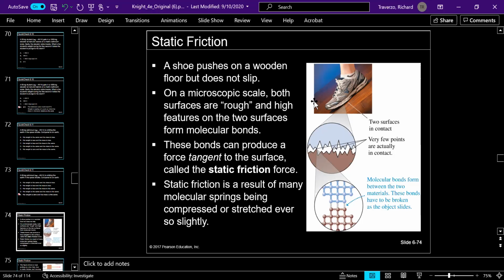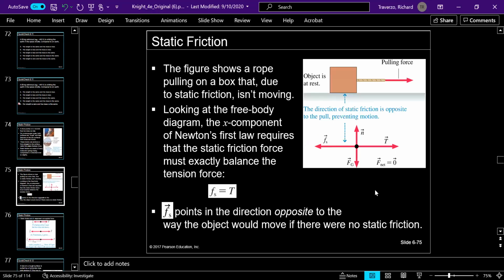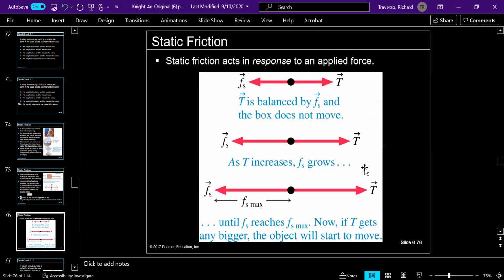So it's not really a force in the sense of, say, tension or normal or gravity. It's really a microscopic effect that we're calling a model. But at the same time, we should be aware of how to calculate these things. And they do a simple example here. If you pull on a block and it doesn't move, then the magnitude of the static friction force is equal to the tension. And that can increase or decrease until it reaches a maximum. When it reaches a maximum, then it will slip. And then the formula that we have in the textbook is for when the object actually slips.